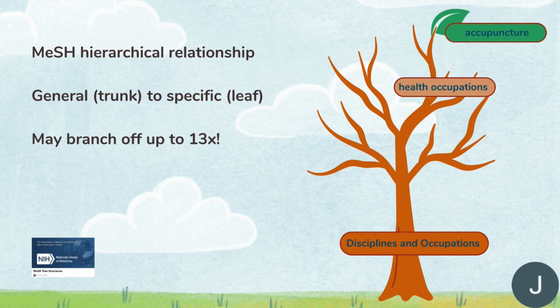Here is a basic illustration of the hierarchical relationship that it creates. You'll see it goes general, the trunk, to specific, the leaf. Disciplines and occupations is the main subject heading, which branches off to health occupations, which branches off again to acupuncture, a very specific health occupation.